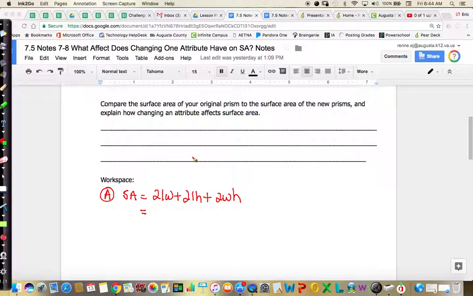Okay, welcome back if you paused the video. And let's see how you did. So 2 times length times width, so the length is 3 and the width is 4. So I write 2 times 3 times 4 plus 2 times length times height, so the length is 3 and the height was 2, plus 2 times width times height, and the width was 4 and the height was 2.